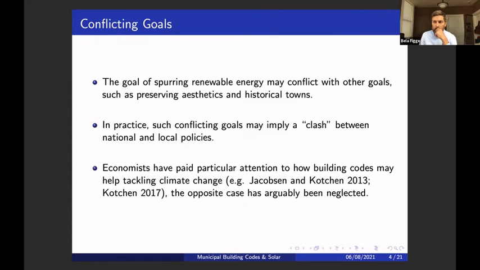So far, we see that economists have paid particular attention to how building codes help tackle climate change, for example, how they help spur energy savings. And what we want to look into is something that has not been considered so far, which is how building codes and municipal policy can actually slow the transition to renewable energy and hinder our efforts to fight climate change.